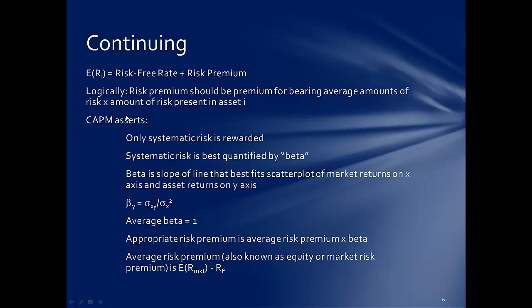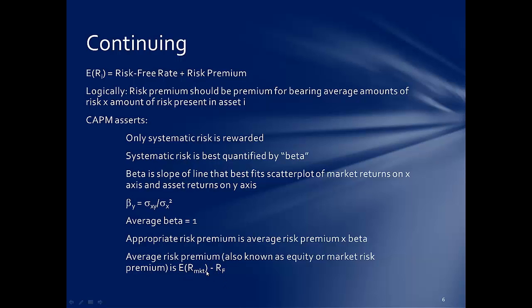Therefore, if all of this holds, if the risk premium should be the premium for bearing average amounts of risk times the amount of risk present in asset i, and if all of these assertions related to the capital asset pricing model hold, then the appropriate risk premium should be the average risk premium multiplied by the beta. The average risk premium is also known as the equity or market risk premium. It's represented by the difference between the expected return on the market and the risk-free rate.